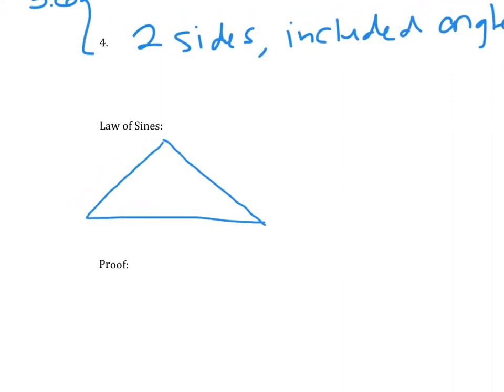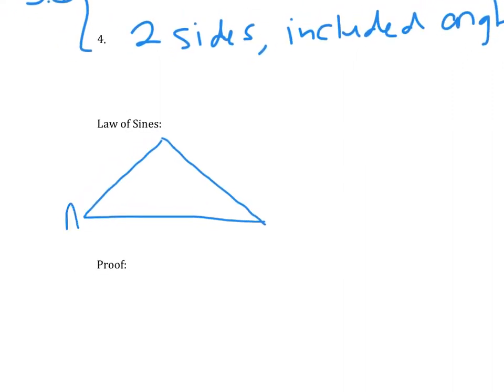And let's say that over here we have angle A, and angles are always capital letters, and across from angle A is side A, okay? And then over here, this is angle B. This projector's getting warm, huh? And across from angle B is little side B. And then this up top we call angle C, little side C.